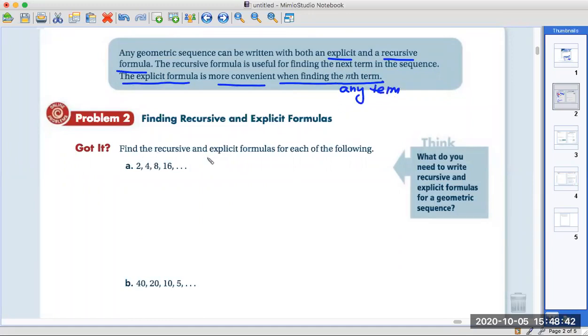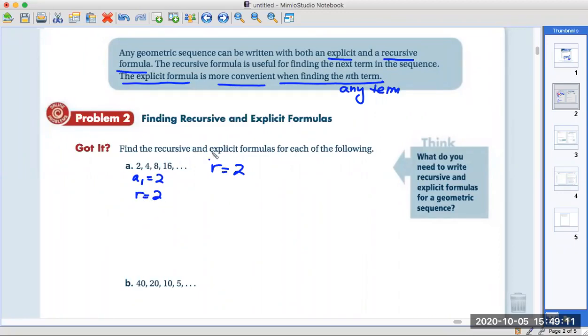Okay, find the recursive and explicit formula for the following. It is geometric. The common ratio is 4 divided by 2 is 2. 8 divided by 4 is 2. 16 divided by 8 is 2. We need the first number, a sub 1, and we need the common ratio. Those just happen to be the same number. Kind of dumb, but oh well.